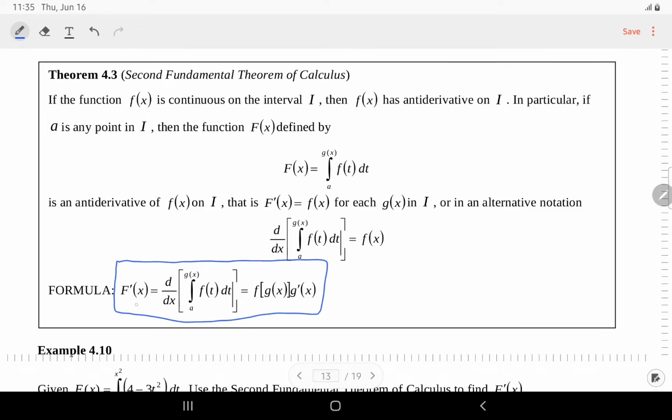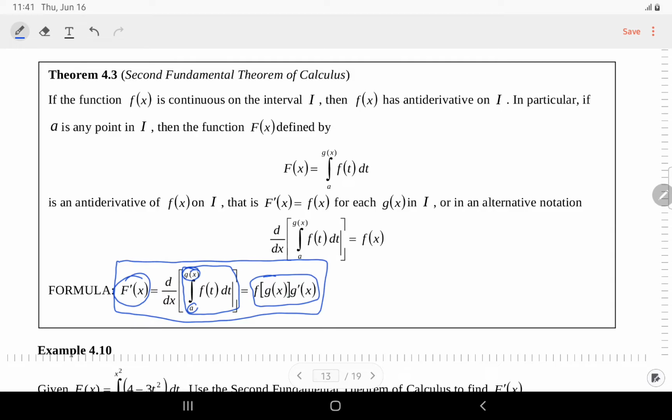So based on this formula, each time you want to differentiate a function which is given in the form of an integral like this, with the limit from a to function g, you can use this formula: f of g multiplied by g prime x.